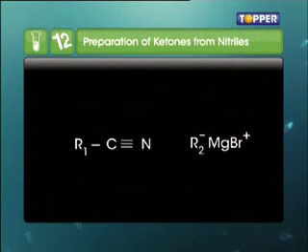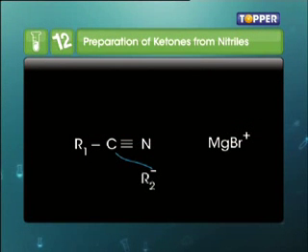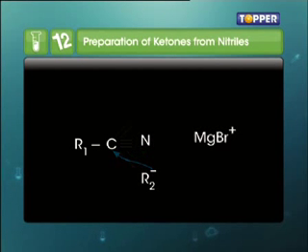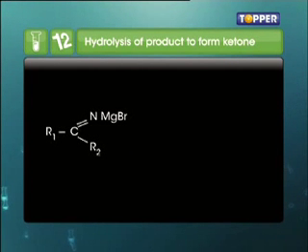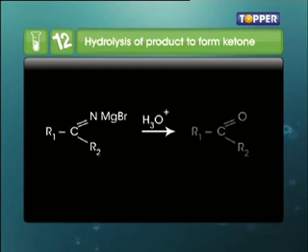Just like aldehydes, ketones can also be prepared from nitriles. Let's see how. To prepare ketones, a nitrile is first reacted with Grignard's reagent in the presence of ether. The product formed is hydrolyzed to give us ketone.